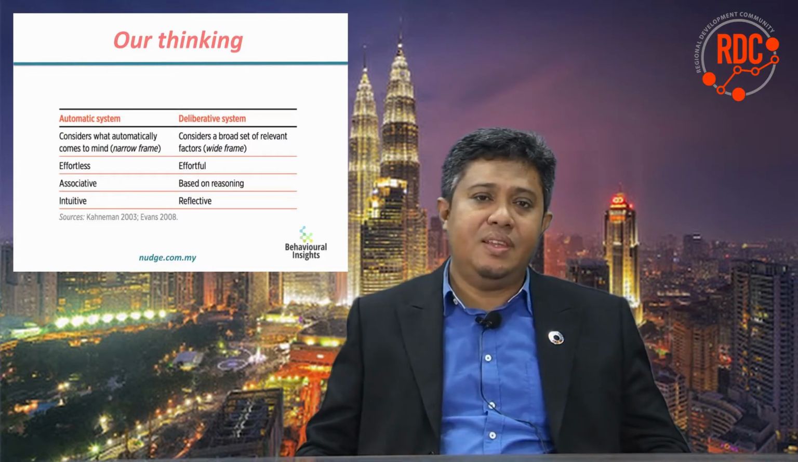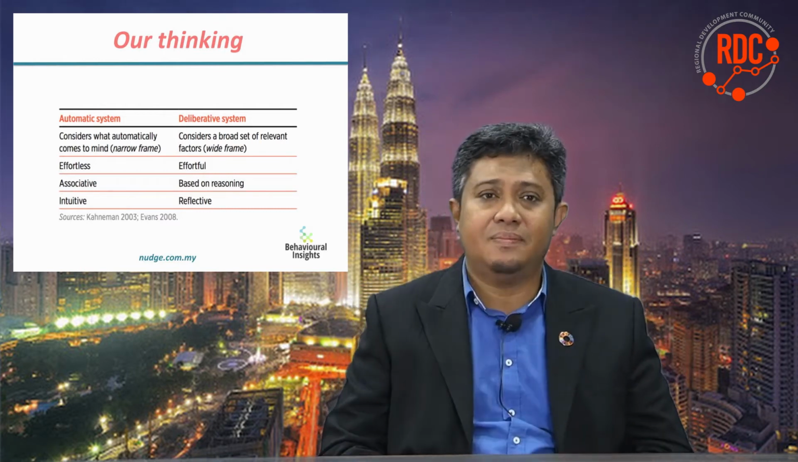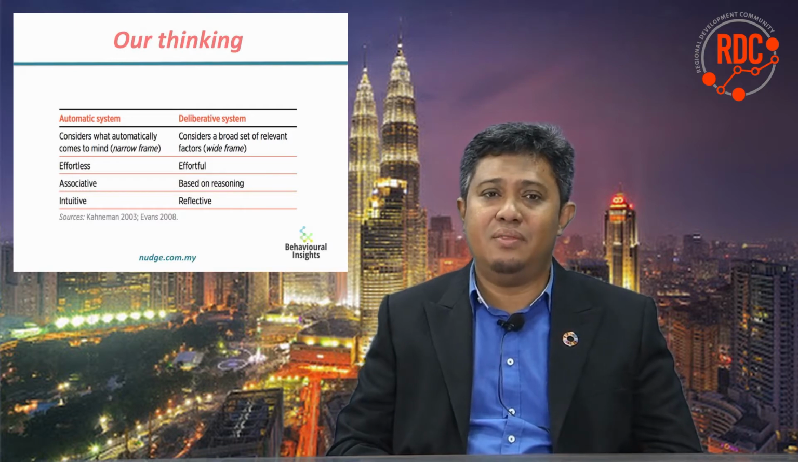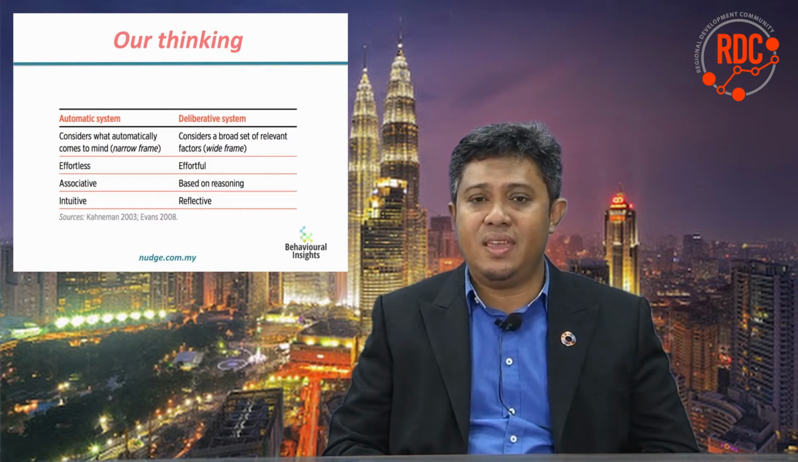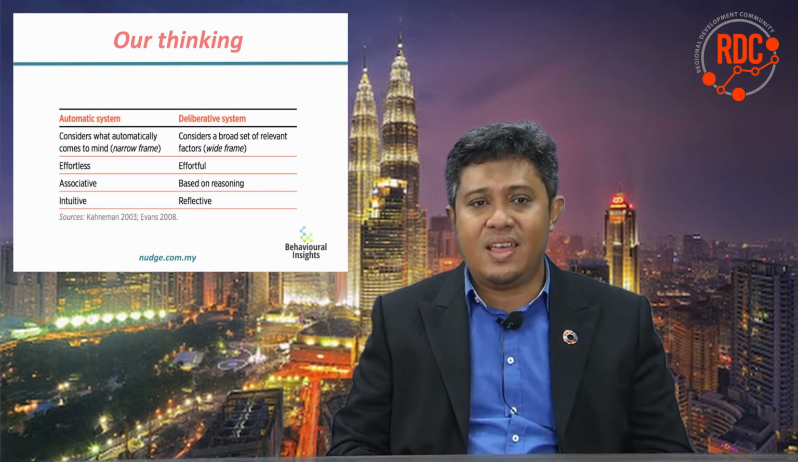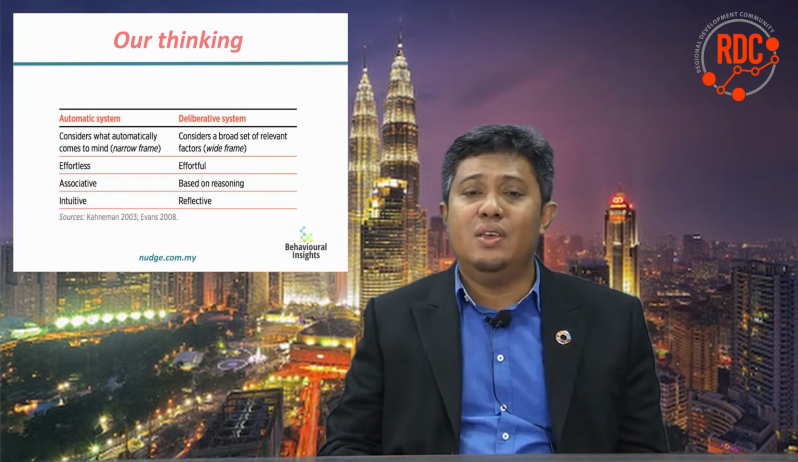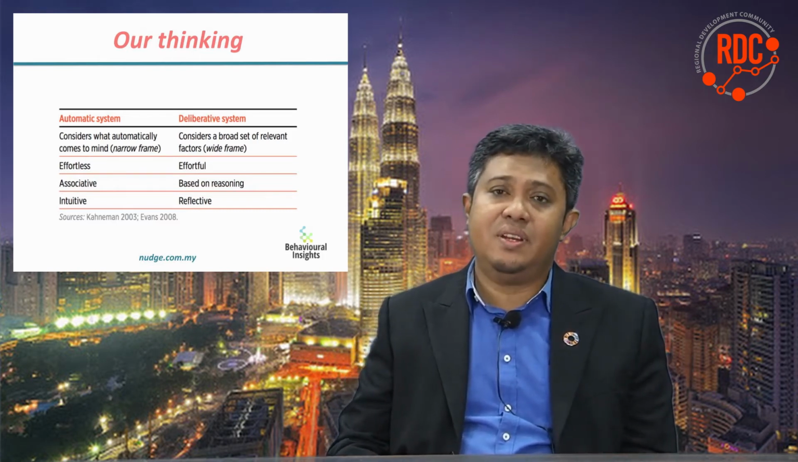Human thinking process can be described in two ways. One is the automatic thinking, and the second one is the deliberative thinking system. Automatic thinking is really about the choices that we make on a day-to-day basis. It is effortless, it's intuitive, it's done unconsciously. Whereas the deliberative thinking system considers a broad set of relevant factors. For example, before buying a house or buying a car, we will think using a deliberative system.